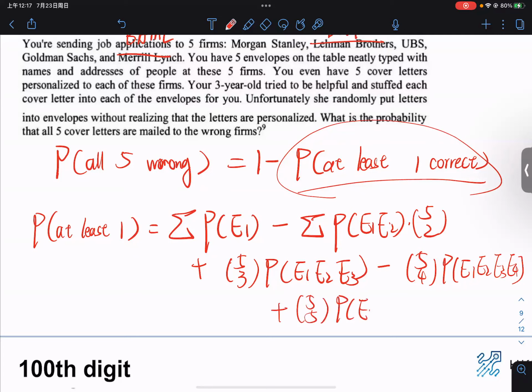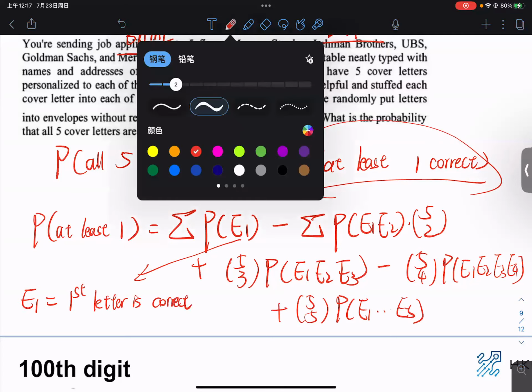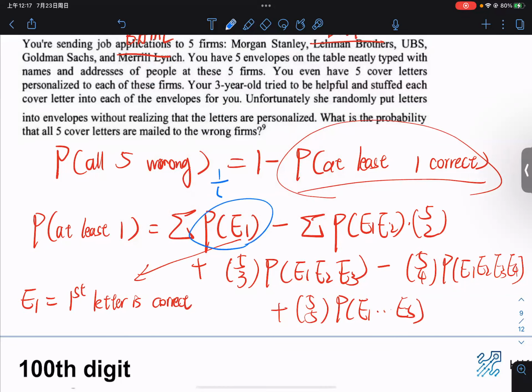The probability of E1 through E5. So for this, E1, event 1, equals that the first letter is correct, okay? And we can see P(E1) is actually simple, it's just 1/5. And how about P(E1, E2)? It's just 1/5 multiplied by 1/4, right? Because after I have put 1 cover letter into 1 envelope, there are only 4 cover letters left. And this should be 1/5 multiplied by 1/4 multiplied by 1/3. And this is the same for that.